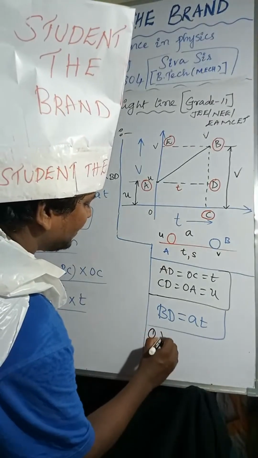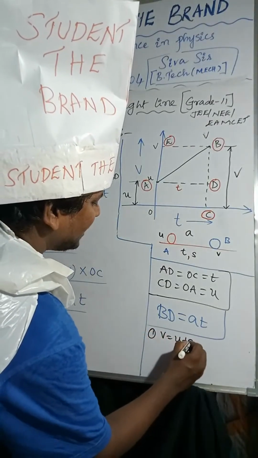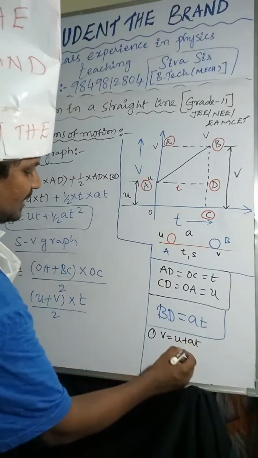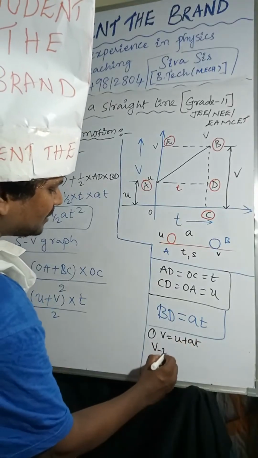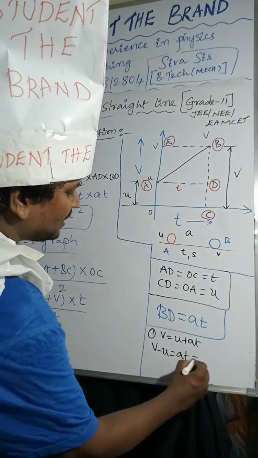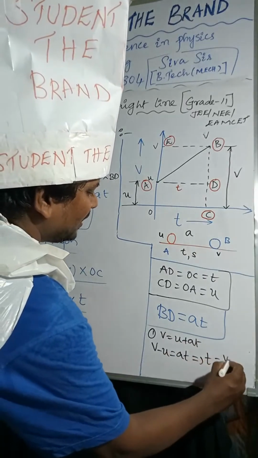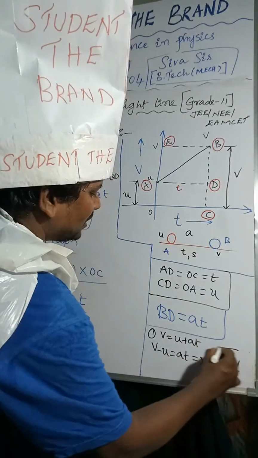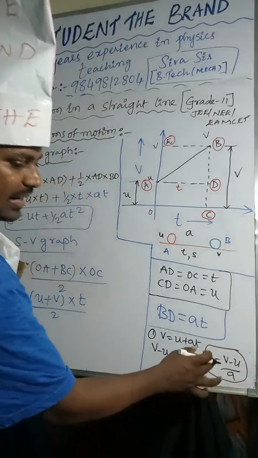First equation is v equal to u plus at. From this equation, v minus u equal to a into t. From this, t equal to (v minus u) by a. So write down this one.